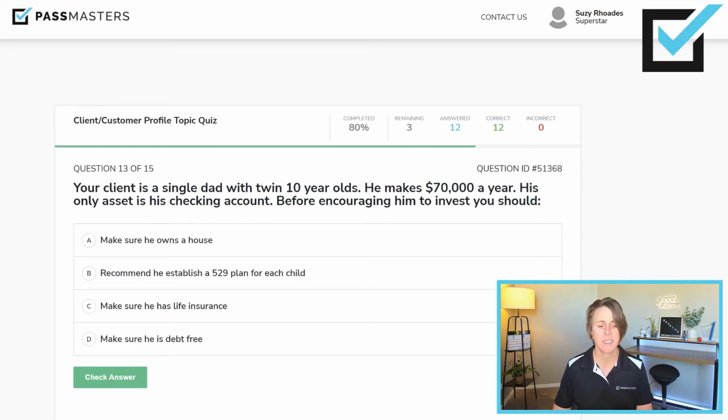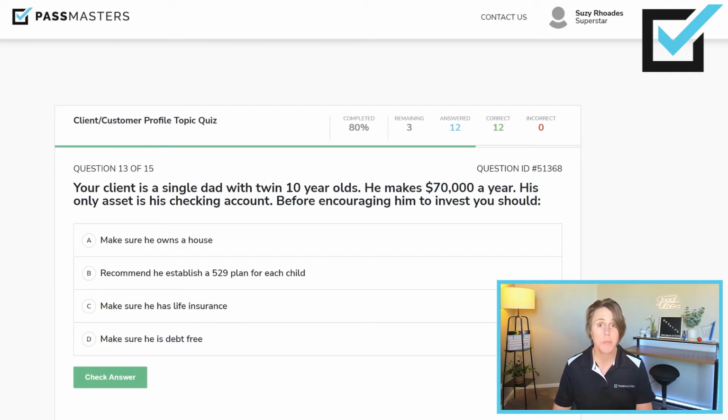Your client is a single dad with twin 10-year-olds. He makes $70,000 a year. His only asset is his checking account. Before encouraging him to invest, you should. Choices include make sure he owns a house, recommend he establish a 529 plan for each child, make sure he has life insurance, or make sure he is debt-free.